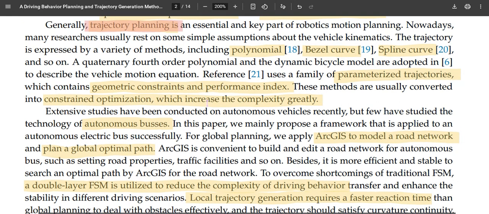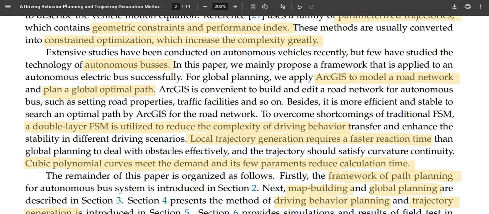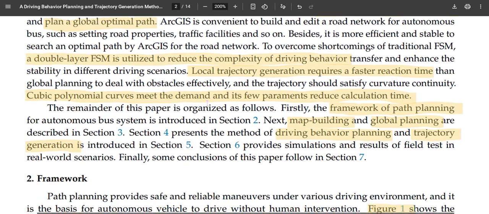But in this paper, they build up a road network using the ArcGIS framework to compute the global optimal path. Later, for local planning, they used a double layer finite state machine for mimicking human-like driving behavior. Later, for trajectory generation, they want a faster reaction time, so they build a simple cubic polynomial parameterized curve, and the parameters are identified using geometrical constraints.